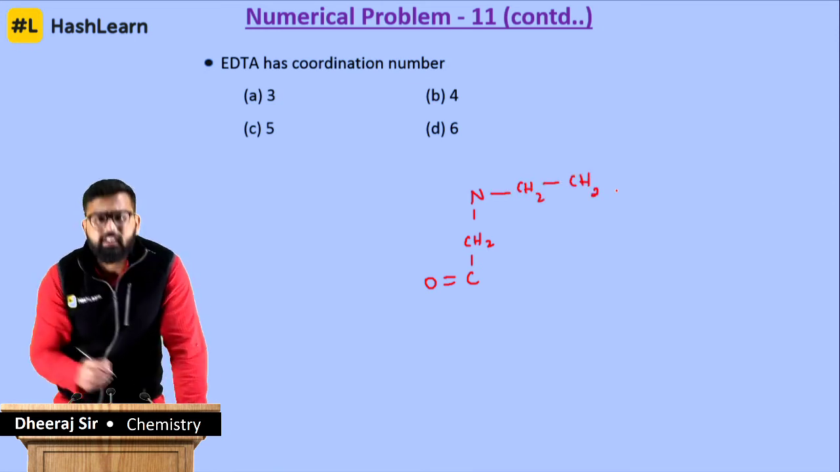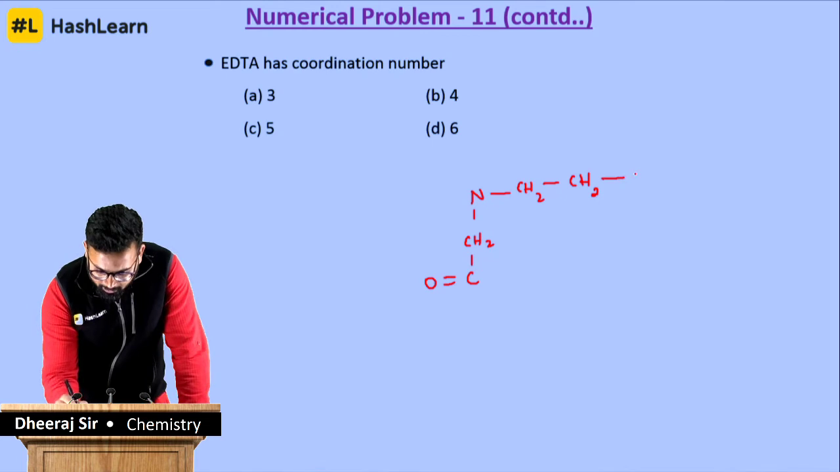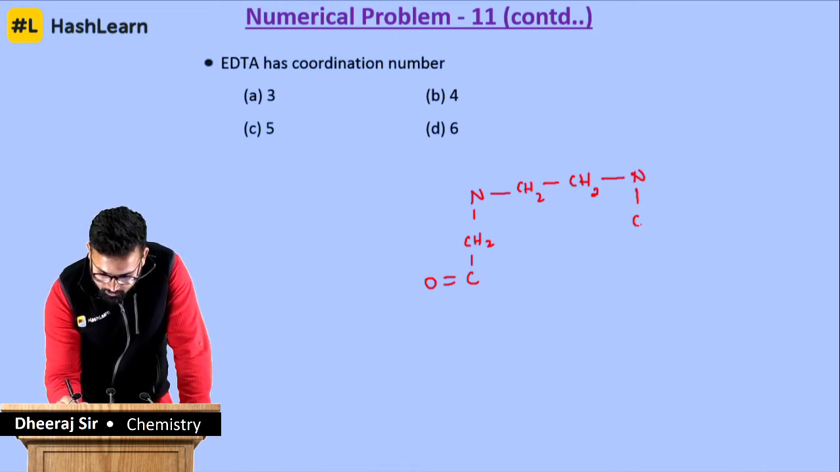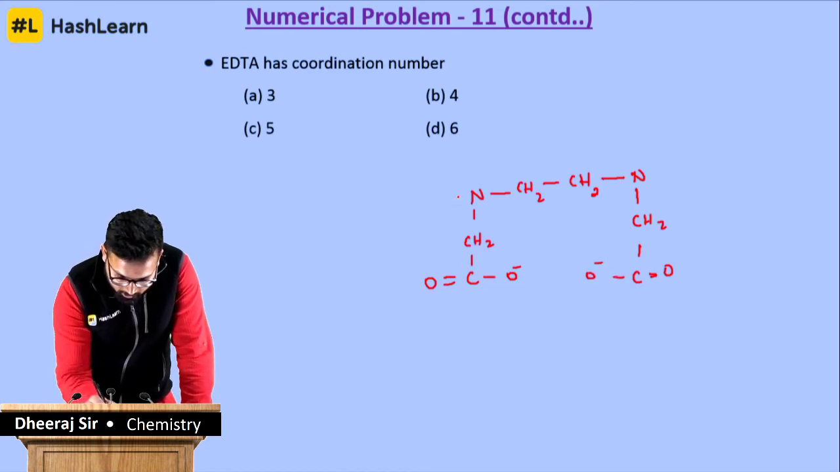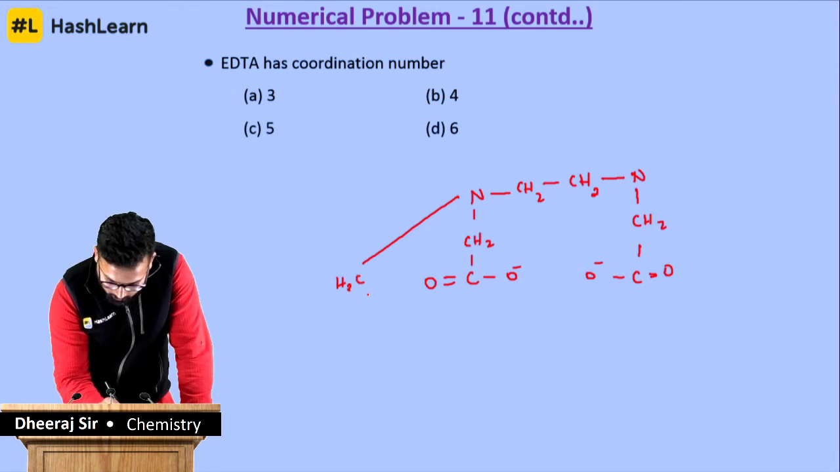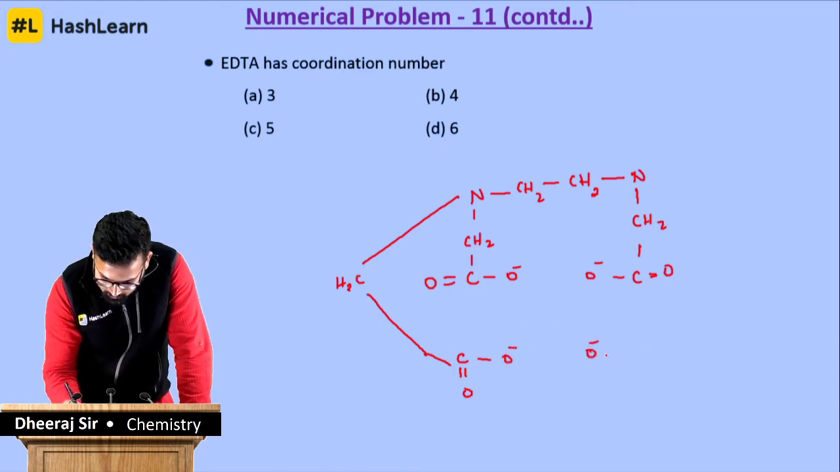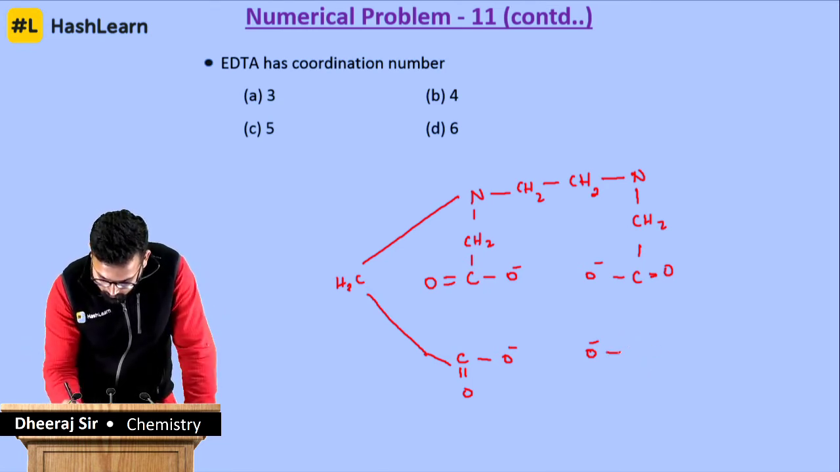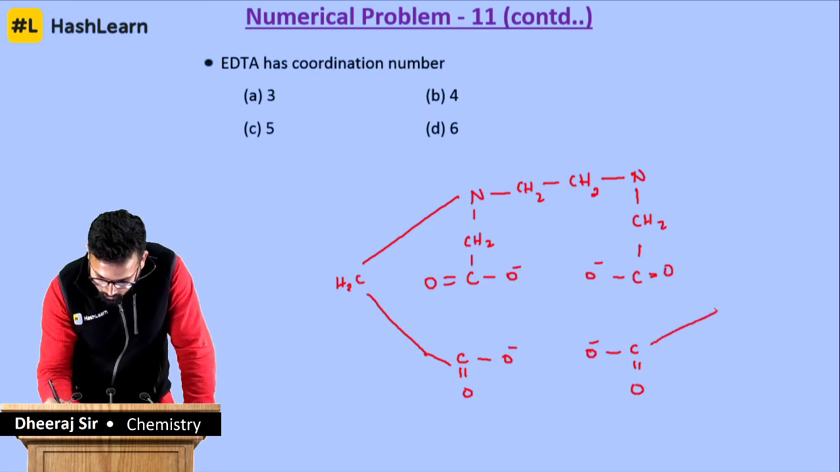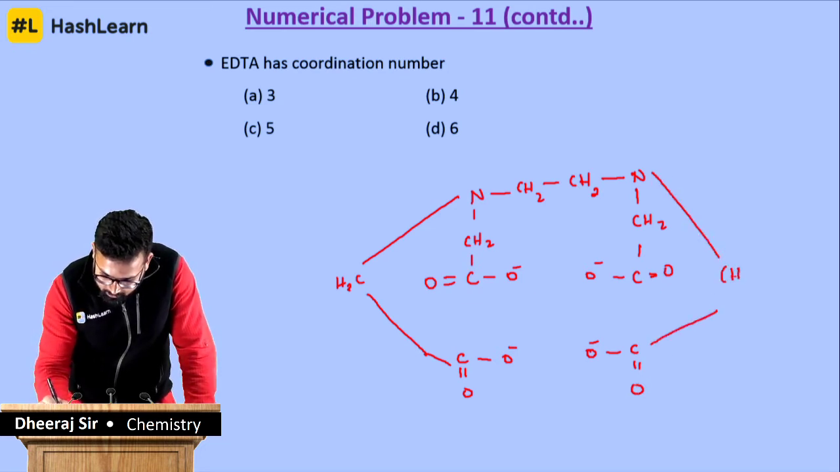I will show the structure in such a way that you will know why it is the respective ligand. So CH2, C double bond O, and then there is O minus here, O minus here, and to this nitrogen you have a CH2 molecule attached. So it is C double bond O, O minus, and there is another O minus here, O minus, C double bond O, and connecting both of these is CH2.